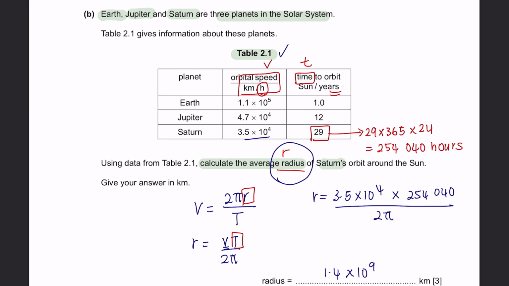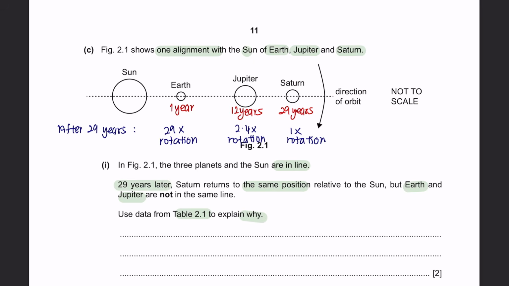So from Table 2.1, we know that Earth takes 1 year to orbit, Saturn 29 and Jupiter 12. So in 29 years, Saturn has completed one complete rotation, and the Earth in 29 years has completed 29 orbits around the Sun. And as for Jupiter, 29 years divided by 12, we know that it has completed 2.4 rotations around the Sun. So you can use this as the reason to explain why.